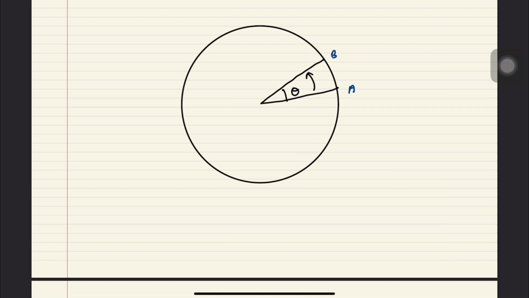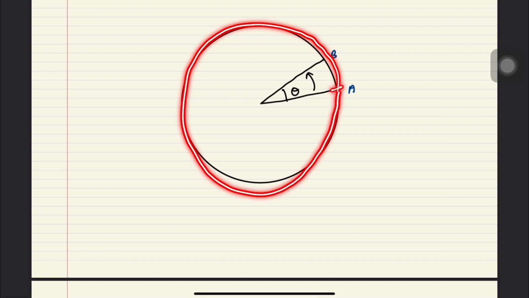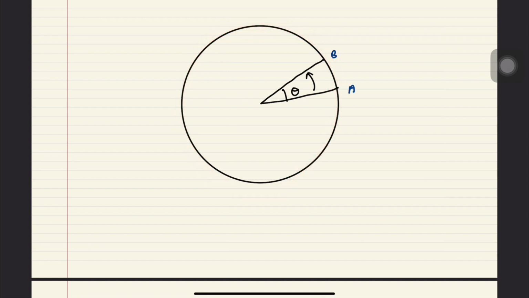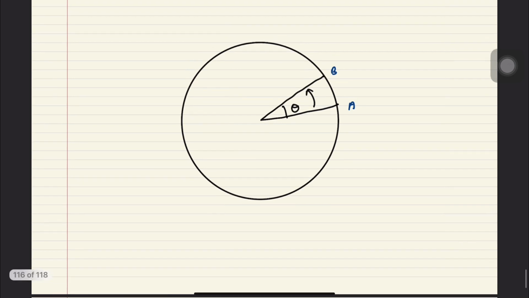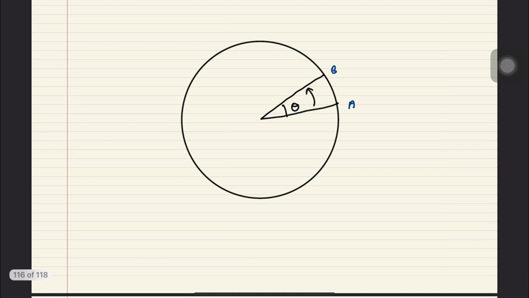But if it makes a complete circle, like from point A to point A, that is basically one complete circle. That is actually one revolution. So I can write it down over here, maybe from A to A. This is what we call one revolution, which is equivalent to 2 pi radian, or 360 degrees.